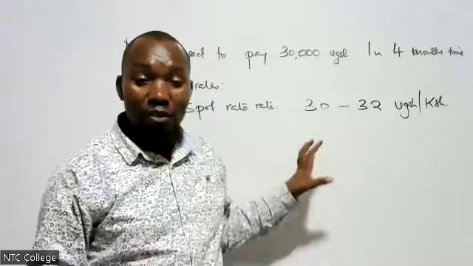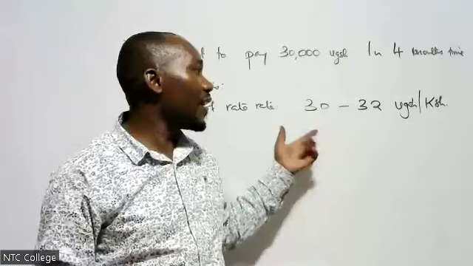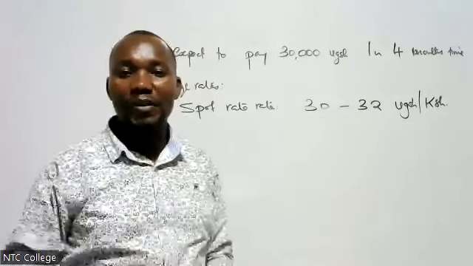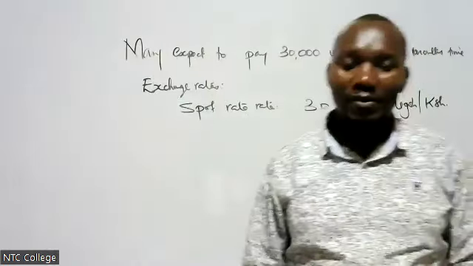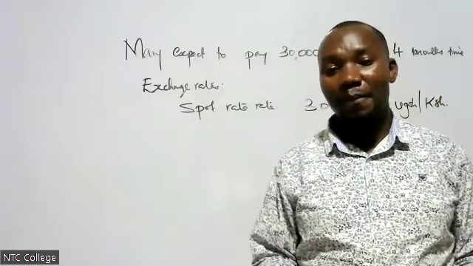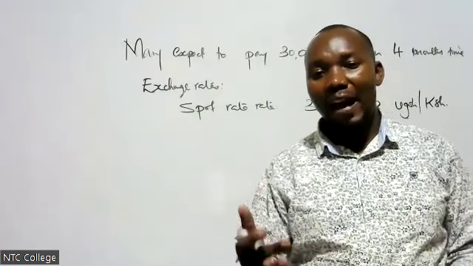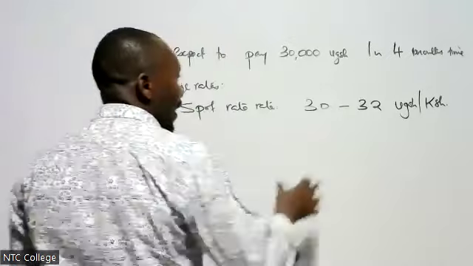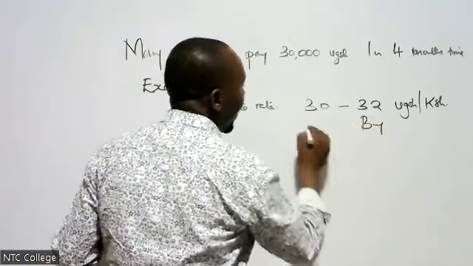It is indirect quotation. So let's start from here. If it is indirect quotation, where is the selling and where is the buying? Can somebody tell me the buying and the selling? What is the rule under indirect? What is the rule? The bank buys high, sell low. That is the rule. So we come here and say that now the bank buys here and the bank sells here.